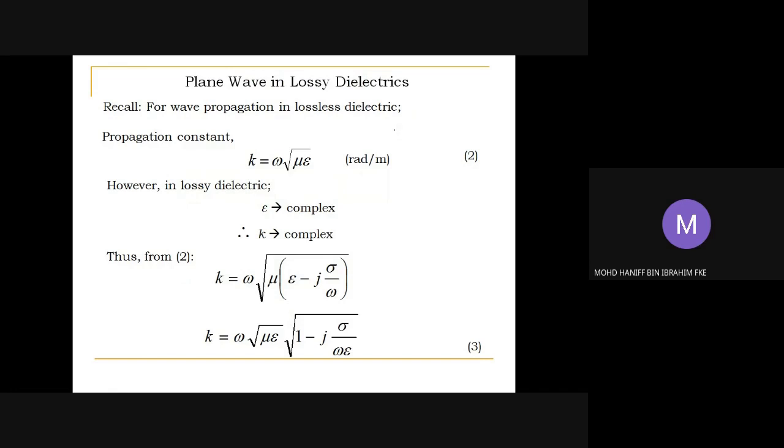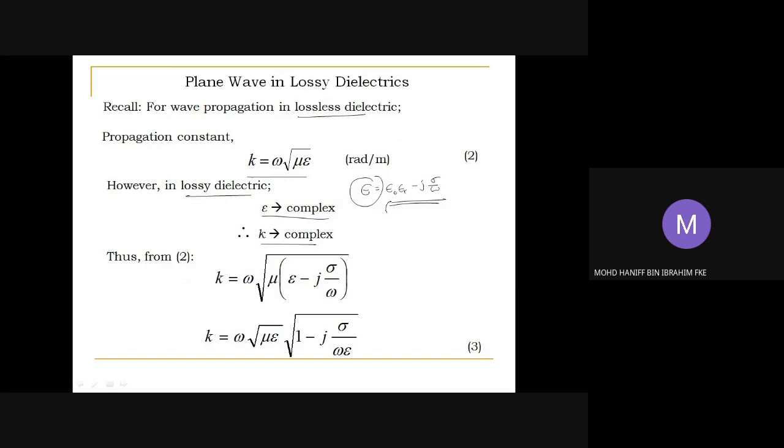So we have learned previously that when we consider a lossless dielectric, k is omega root of mu epsilon. We have agreed that for a lossy dielectric, epsilon will be a complex number, and as such k will also be a complex number. Previously we have epsilon equals epsilon naught epsilon r minus j sigma over omega. This is the value of permittivity for the case of lossy dielectrics.